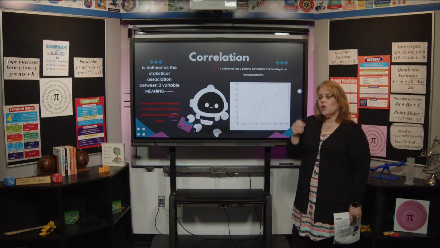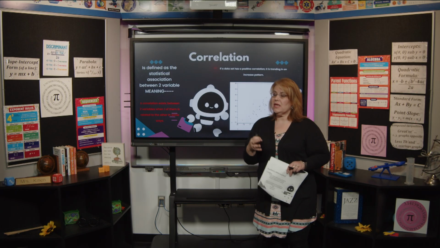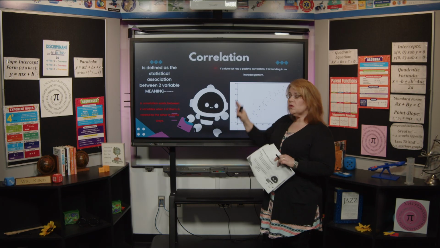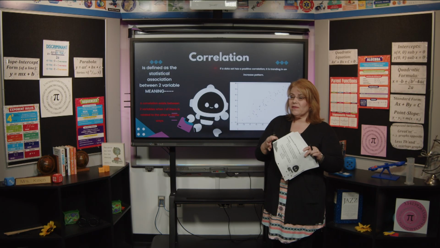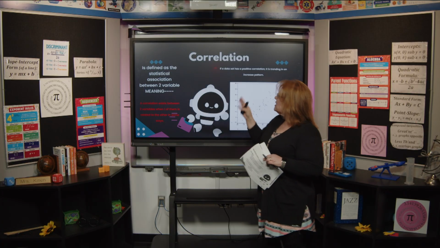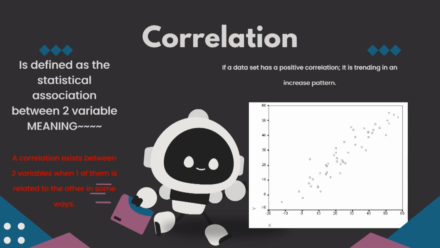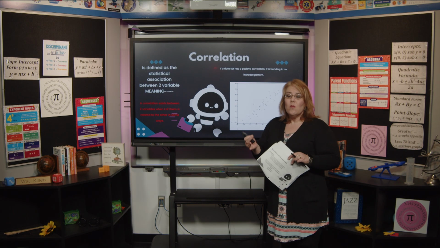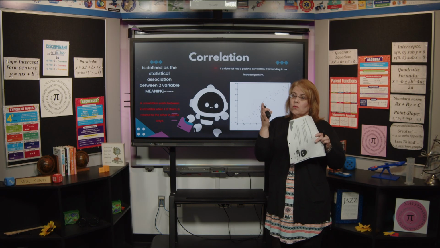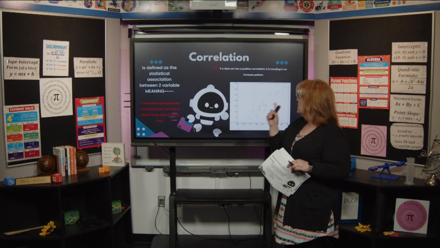New vocabulary: correlation. We're going to see correlation again this chapter, but I do want to introduce it and give a little bit of reference to it right now. Correlation is defined as the statistical association between two variables, meaning a correlation exists between two variables when one of them is related to the other in some way. It doesn't necessarily cause the other to happen, but there's a real close relationship between them.